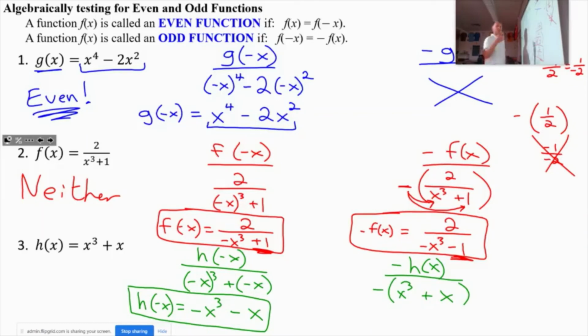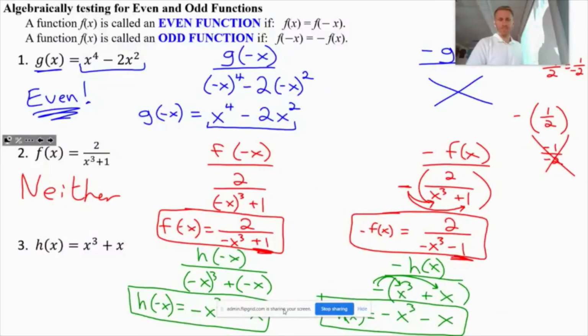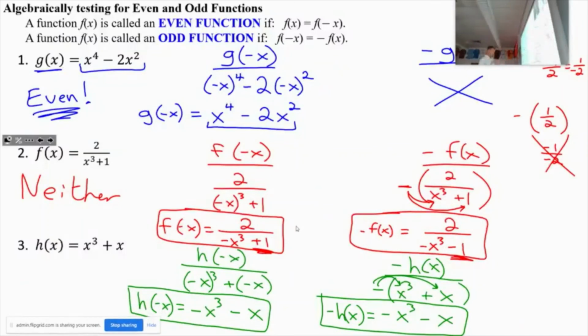Negative h of x is going to be negative the whole function. All right, distribute in. Always a first step, then a second step. Distribute the negative in to both things here. So because h of negative x and negative h of x can be simplified to the exact same thing, this function is odd.